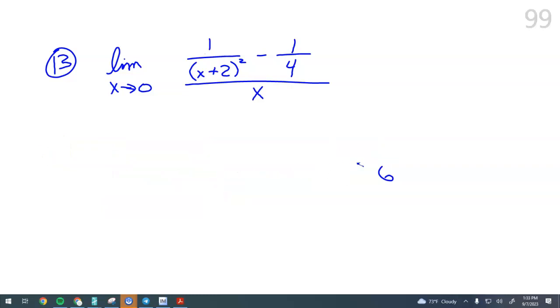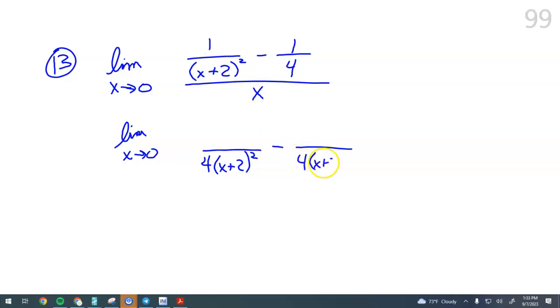with the variables. So when I gave you 3 and 4 and said what's the common denominator, you guys multiplied them together and you got 12. So what's the common denominator between x plus 2 squared and 4? 4 times x plus 2 squared. Like you just multiply them together. It's the same idea. So what I want is this needs to say 4 times x plus 2 squared. Minus, and then this needs to say 4 times x plus 2 squared. And it's still all over x.